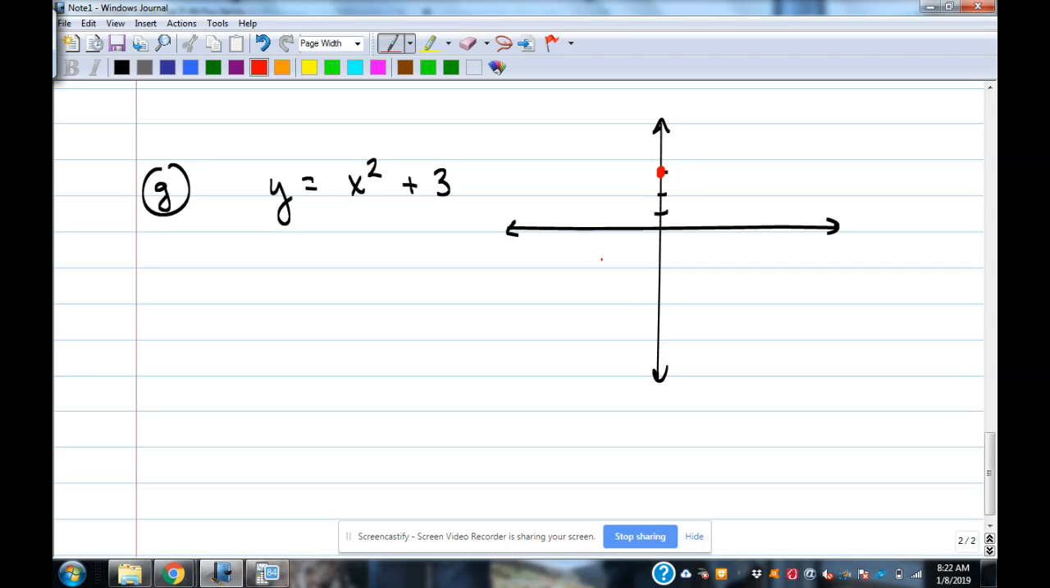Pick some x values, right? Plug them in. So if I picked 1, 1 squared is easy. That's 1 plus 3 is 4. So I would have an ordered pair at (1, 4), and I would also have one at (-1, 4). And I could do +2 and -2. 4 plus 3 is 7, so that's going to be somewhere up here. So we know it gets this shape in general, and that passes the vertical line test.